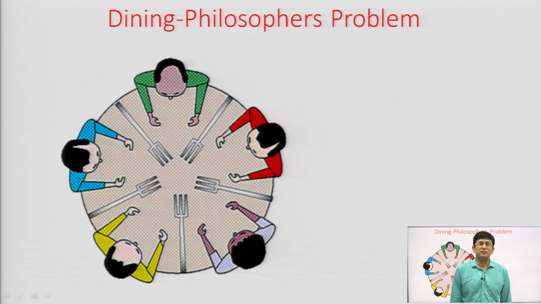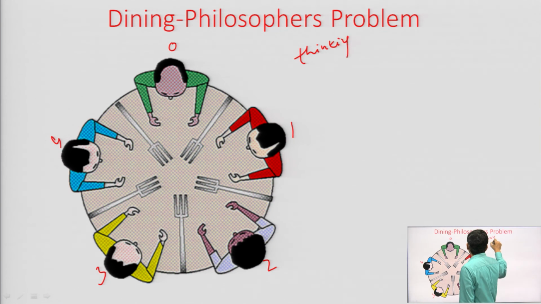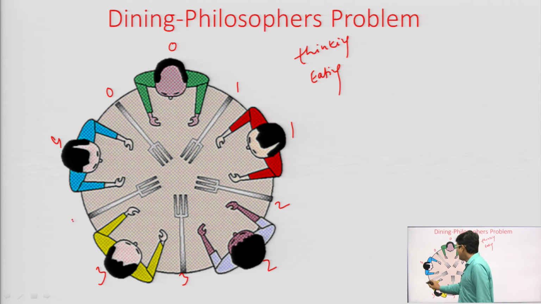Now, this is the last problem of the classical synchronization problems, wherein there are 5 philosophers sitting at a circular table, and let us number these philosophers 0, 1, 2, 3 and 4. These philosophers can either be in the thinking state or in the eating state. They are sitting at the round table and there are forks, one on the left side and one on the right side. Let us number these forks 0, 1, 2, 3 and 4.